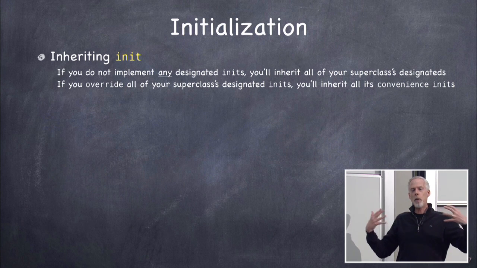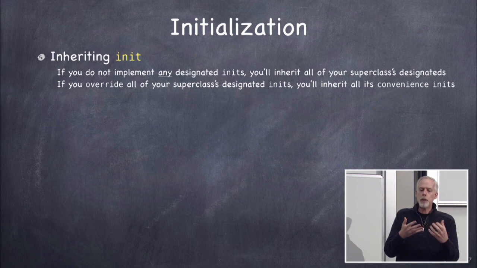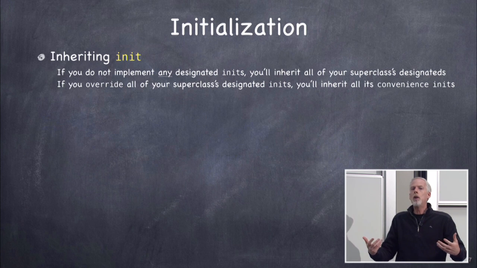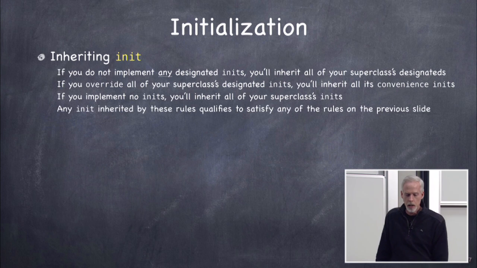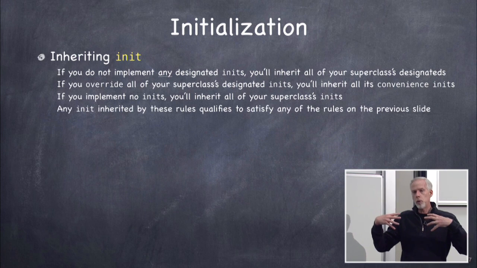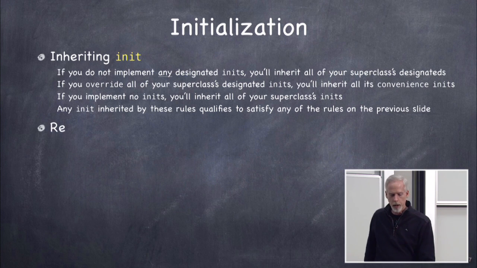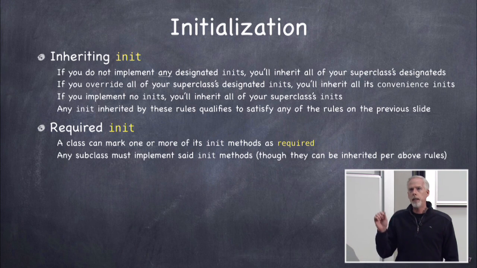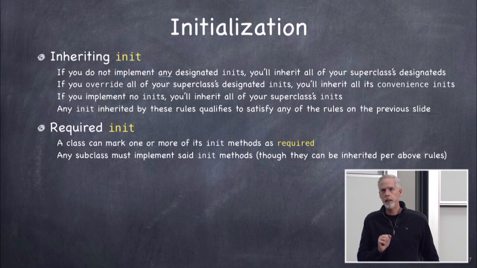Okay? Now, why is that? That's because your superclass, when it implements these convenience inits, it depends on the designated inits being implemented, so you have to implement them all. Of course, you could inherit them all by implementing none of them as well. Okay? So any init that you inherit by these rules can be used to satisfy any of these other requirements that we're talking about on the previous slide. You can make an init required. You just say required init. Required is a keyword. And that will make it so the subclass has to implement that init. Okay, it's required.